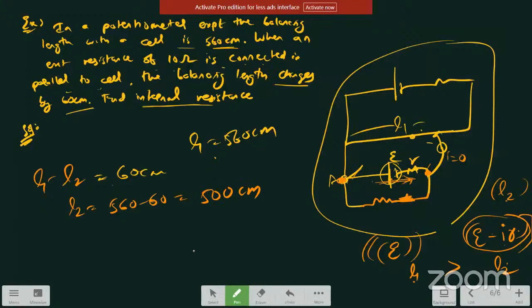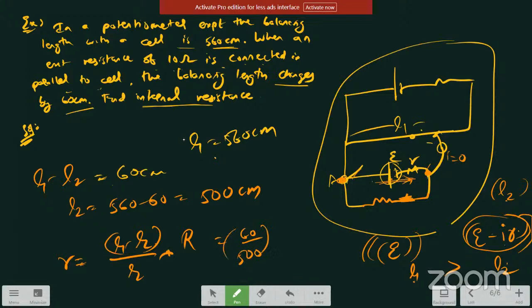And now I have to find the internal resistance, for which I have the formula r is equal to (L1 minus L2) by L2 into R. L1 minus L2 is given as 60, L2 is 500, and R is given as 10 ohms. So the value is 6 by 5, and 1.2 ohms is the internal resistance of this battery.